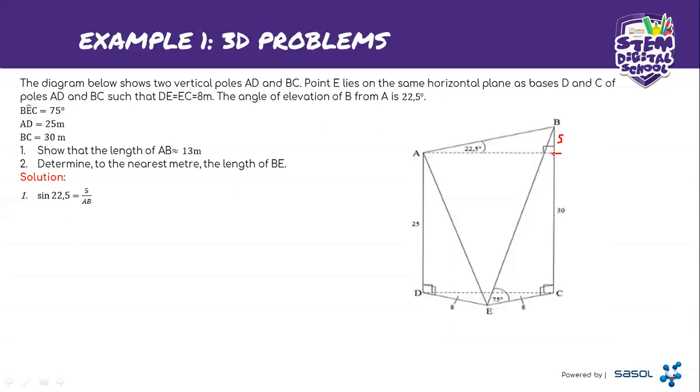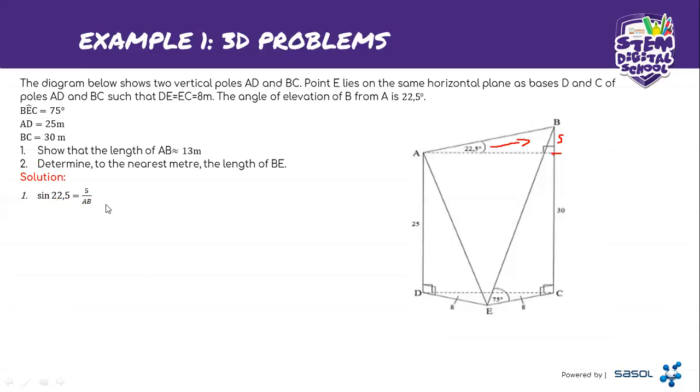The trig ratio to calculate side AB, right? Now we have this angle here, and this side which is opposite of this angle, which is 5. Which trig ratio are we going to use? Then we're going to use sine theta. You can see what we did: sine 22.5 equals 5 over AB.